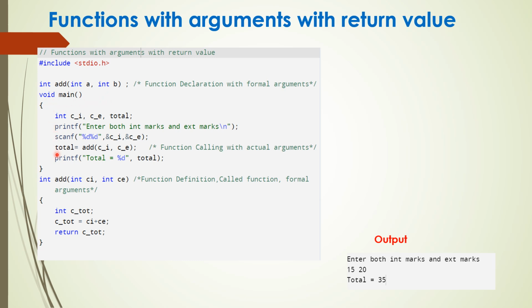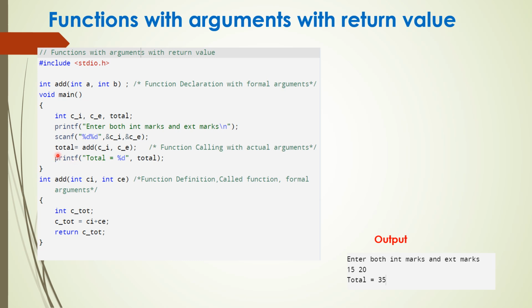Now we are entering the main function. Let us check where we call our function. It is void main, and here it is integer because we are going to add two numbers. So int c_i, which is the internal marks, and c_e, the external marks, then the total. All three are declared as integers here. Next printf: first we are just printing the internal marks and external marks, so that is given here. Then to read the values we need scanf.